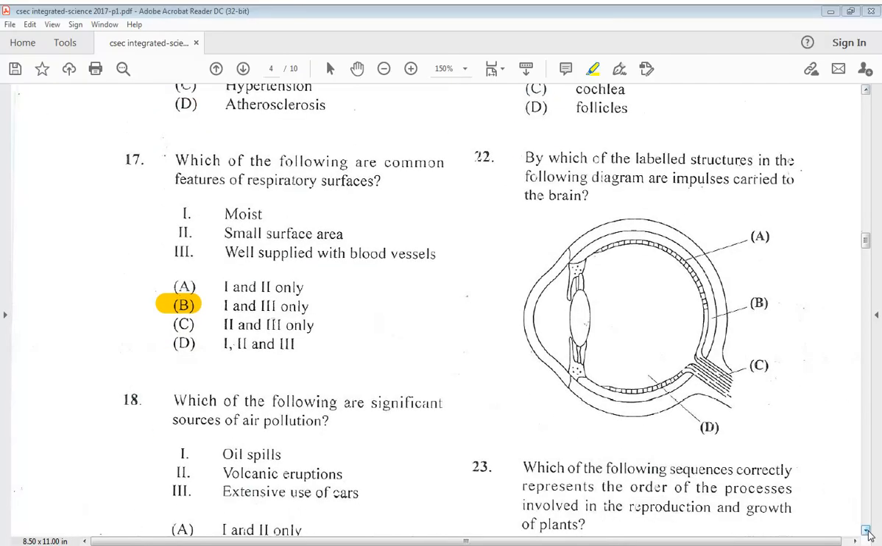22 says, by which of the labeled structures in the following diagram are impulses carried to the brain? So we're labeled A, B, C, D. So we know A is the retina. We know that could not be. B would be out. D would be out. So our answer is C. This is the optic nerve. So this is the optic nerve. And that is responsible for carrying impulses to the brain.